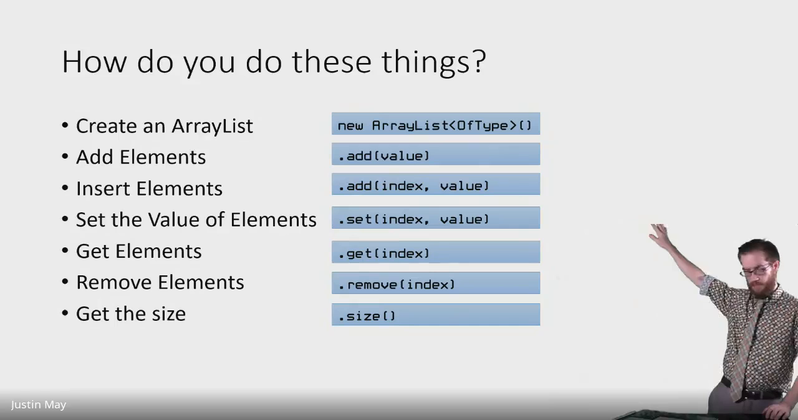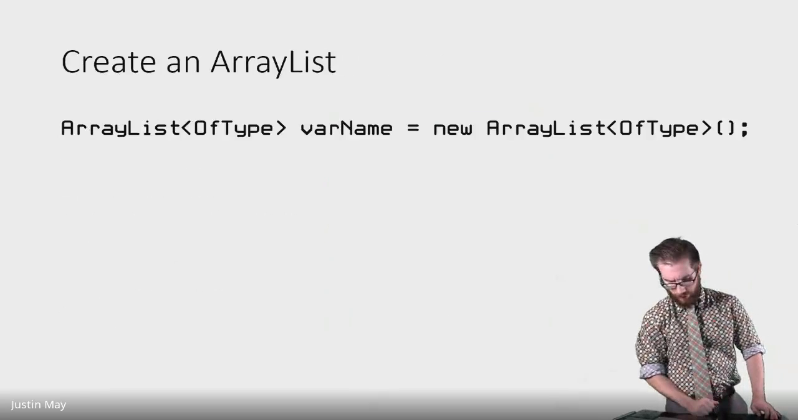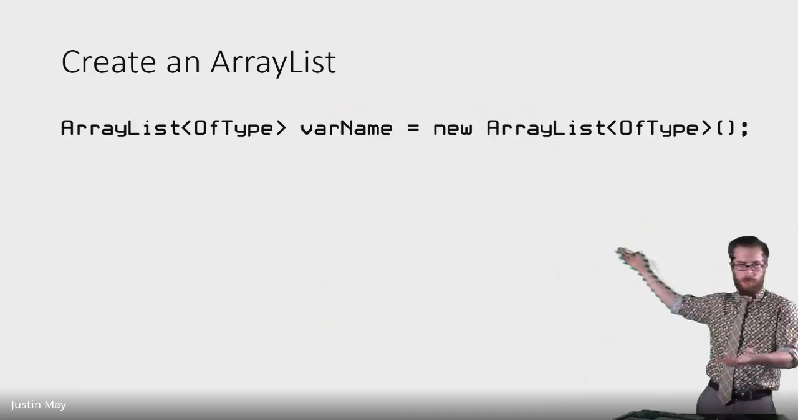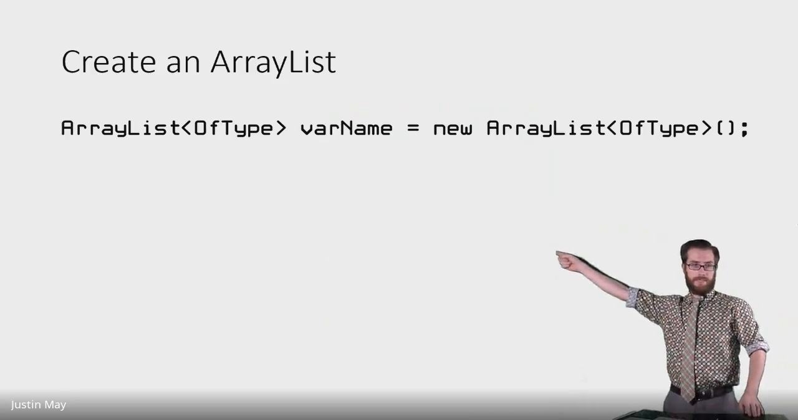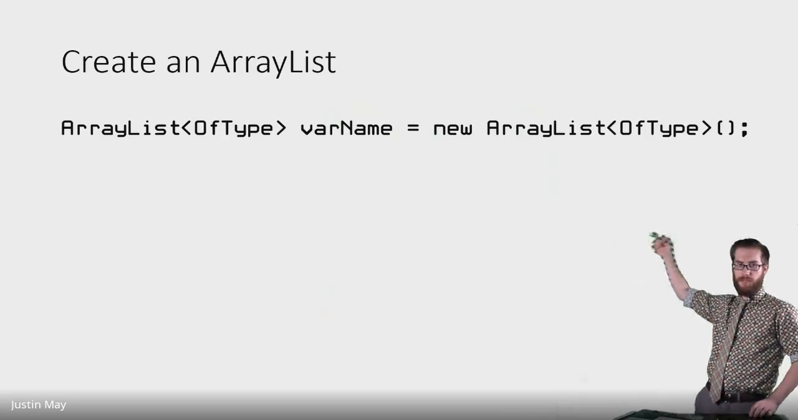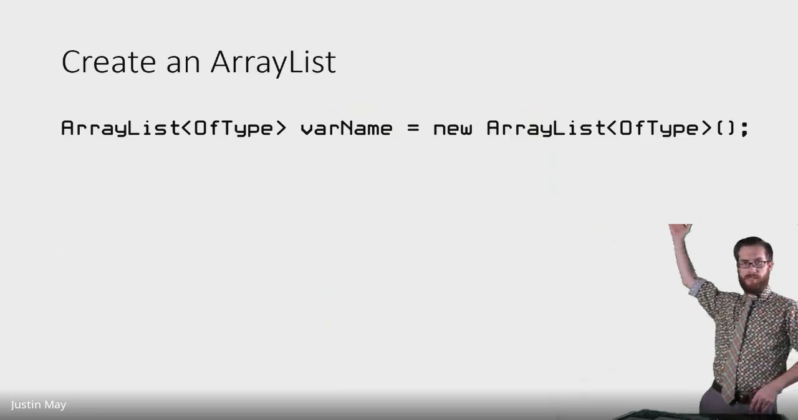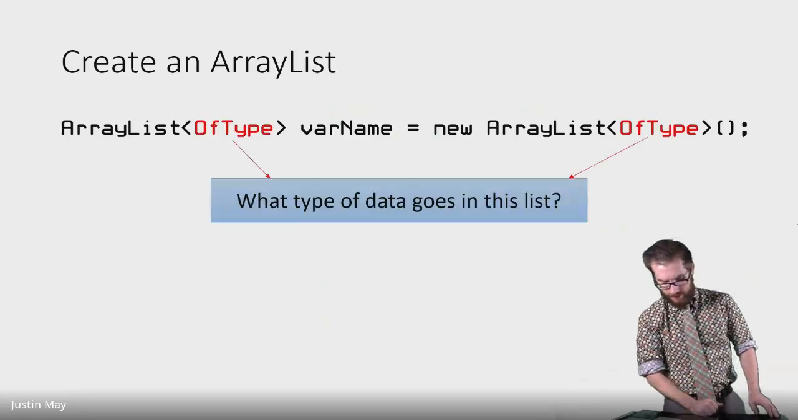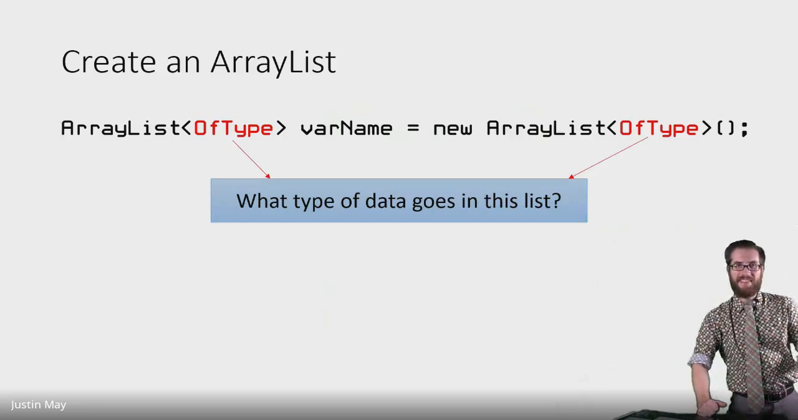We'll talk about these a little bit in depth, each one of these. So creating an ArrayList, here's an example. It's just create a variable, ArrayList, angle bracket of type, with a name equals new ArrayList of type, parentheses. So the new part is this angle brackets of type thing. And what that is telling you is what kind of thing is in your list.